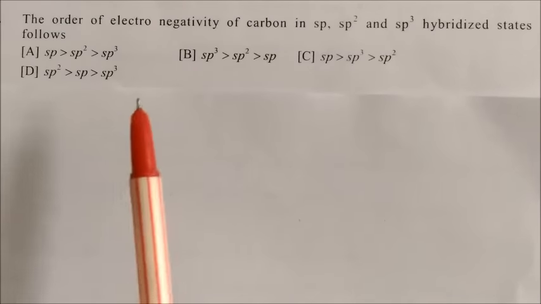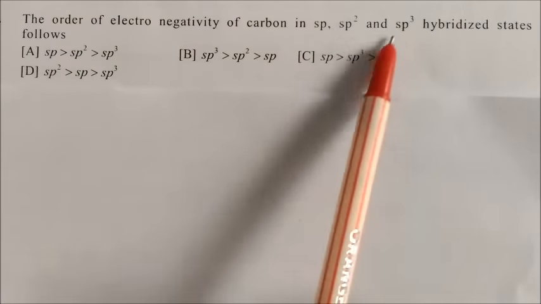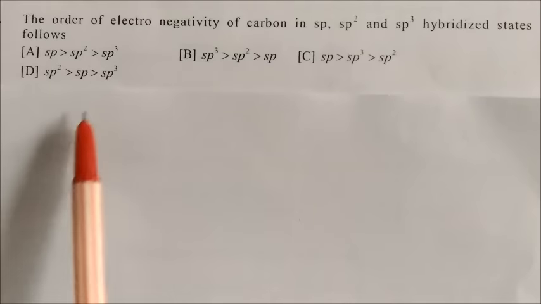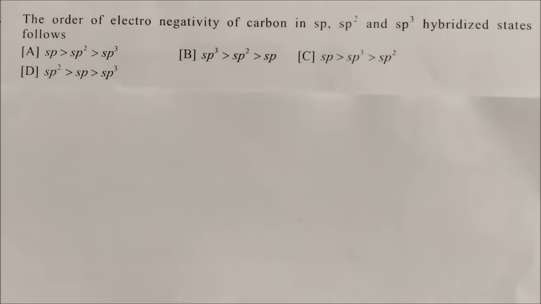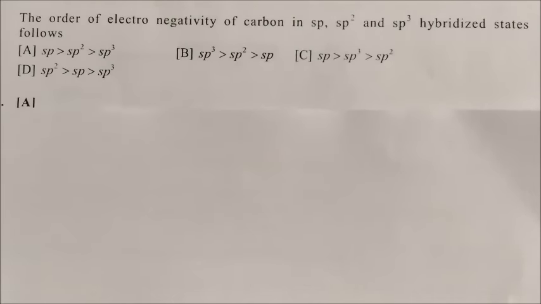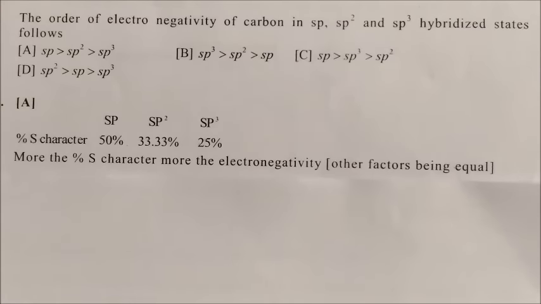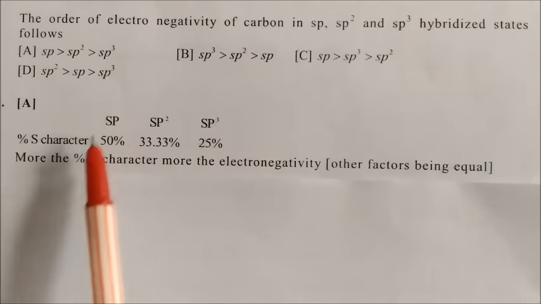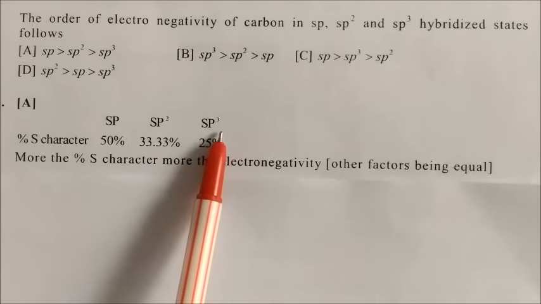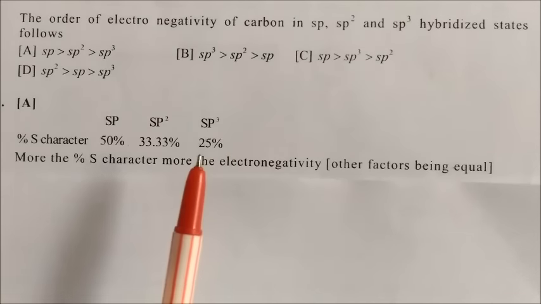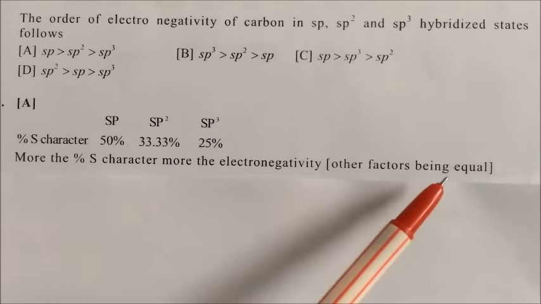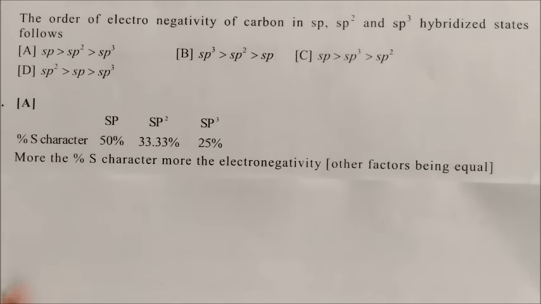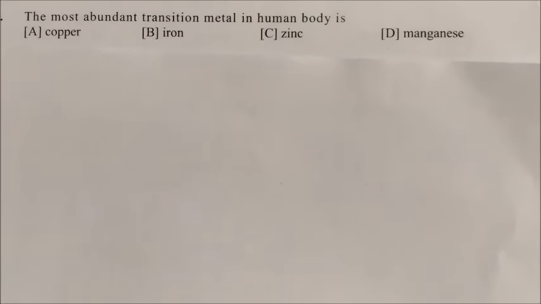The order of electronegativity of carbon in sp, sp2 and sp3 hybridized states follows. So which is more electronegative? It depends on the percentage of s character. The more percentage of s character, the more electronegative. If you see sp, sp2 and sp3, the percentage of s character in the case of sp is 50%, followed by sp2 and then sp3. The more the percentage of s character, the more the electronegativity, other factors being equal. So in this case, the answer is A. So again we can see this is one of the easy questions.